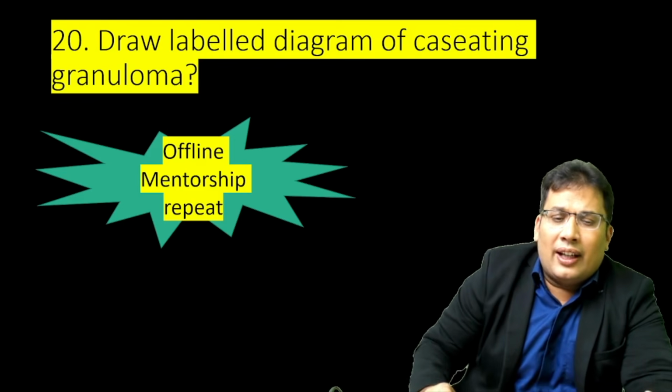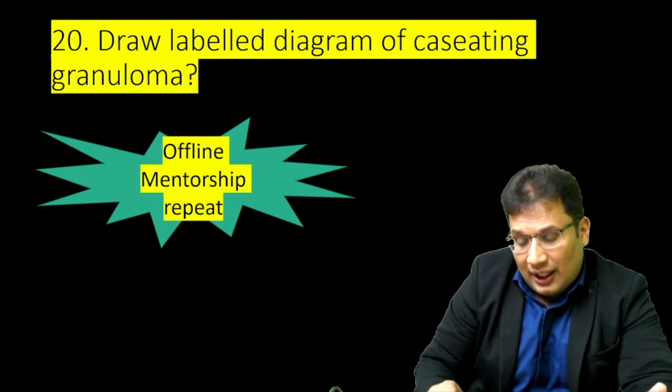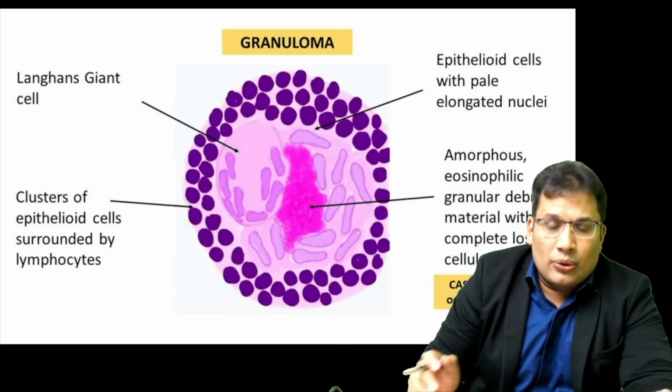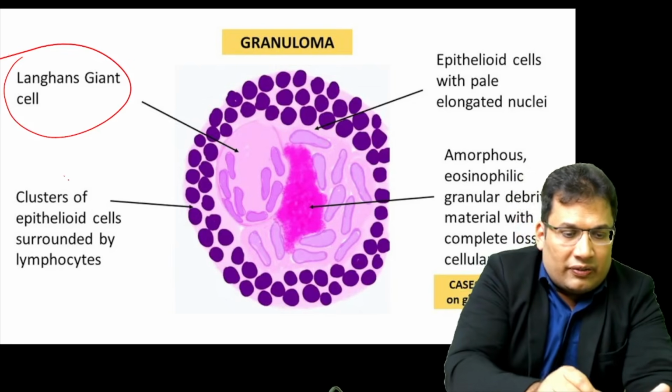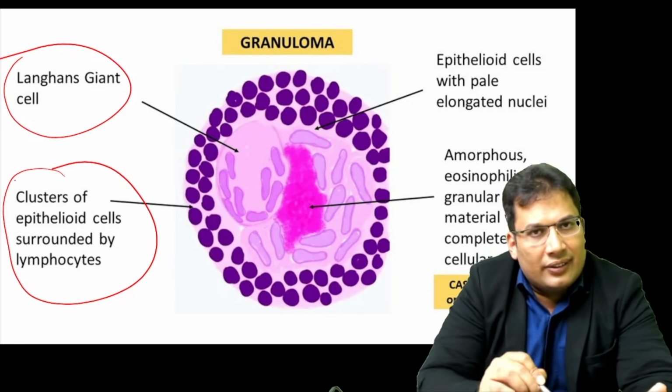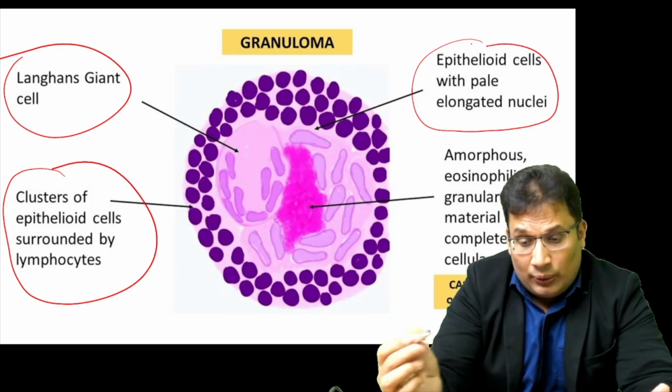Then draw and label a diagram of caseating granuloma, that is basically tubercular granuloma. You need to write this diagram. In the diagram you need to show Langhans giant cells, clusters of epithelioid cells surrounded by lymphocytes. You will get 1 mark. Epithelioid cells with pale elongated nuclei, you will get 1.5 marks.